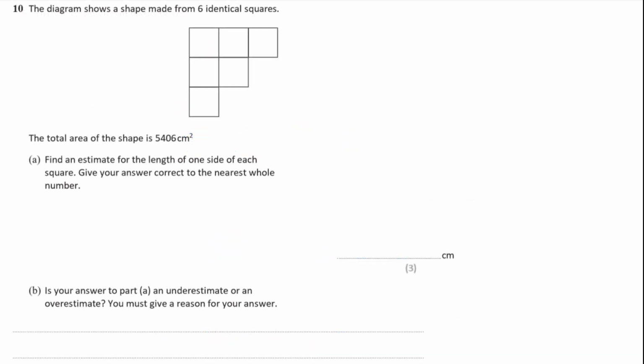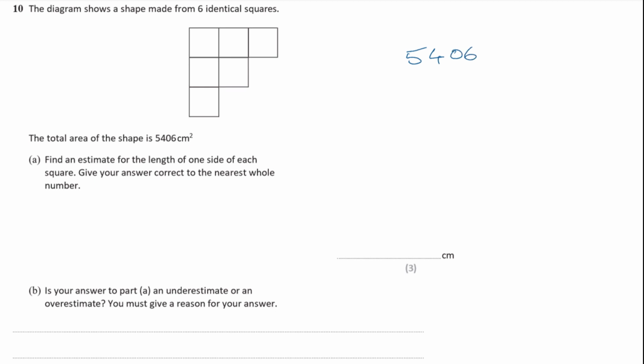Question 10. The diagram shows a shape made from 6 identical squares. The total area of the shape is 5,406 square centimeters. Find an estimate of the length of one side of each square. Give your answer correct to the nearest whole number. So let's start out with the number I've been given, 5,406.